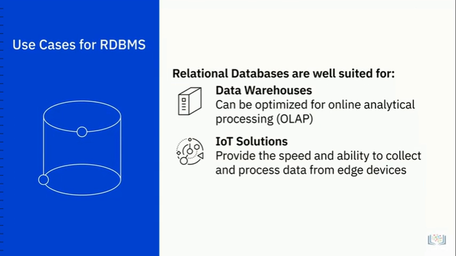Data warehouses. In a data warehousing environment, relational databases can be optimized for online analytical processing, or OLAP, where historical data is analyzed for business intelligence. IoT solutions. Internet of Things solutions require speed as well as the ability to collect and process data from edge devices, which need a lightweight database solution.